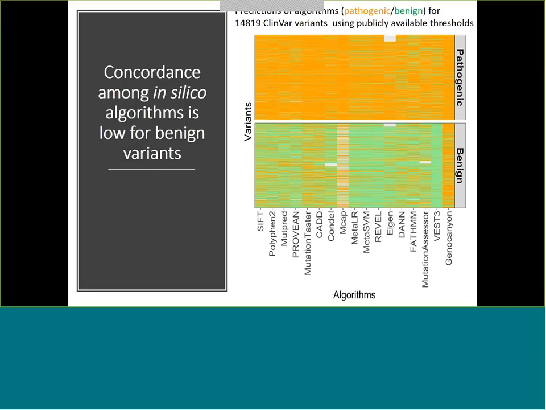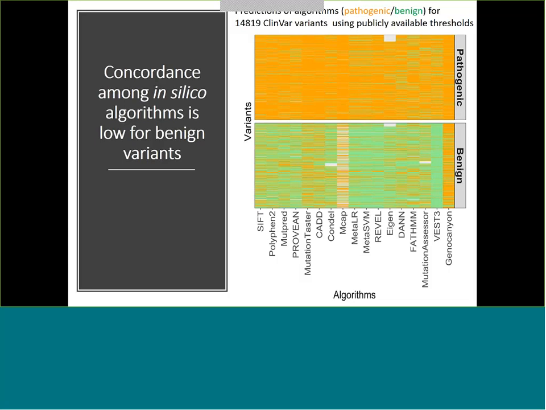So this figure shows that each row is a variant, and these pathogenic and benign panels mean that ClinVar has designated it pathogenic or benign. And each column is a prediction by an algorithm, which is shown here on the x-axis. A green means that the algorithm has called it benign, and an orange means that the algorithm has called it pathogenic. Now, in an ideal scenario, there would be a perfect match between ClinVar and these algorithms. In other words, the bottom panel would be all green and the top panel would be all orange.